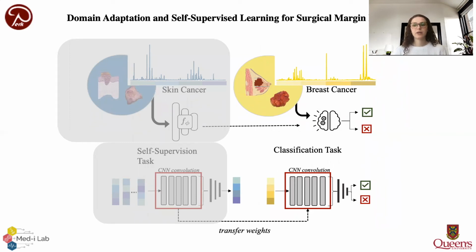In this scenario, the pre-training on skin performs an ideal initialization and generalization of the weights and helps to avoid overfitting with our relatively small breast cancer dataset. This model achieved an AUC of around 92%.